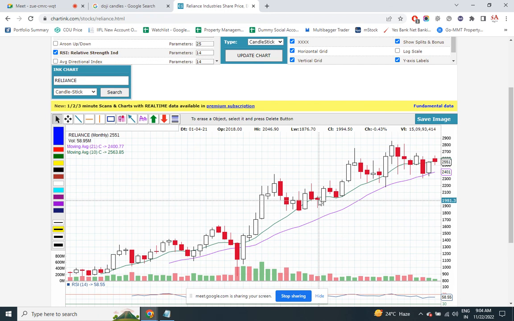So this again is a bullish hammer kind of pattern. Okay, bullish hammer, and then we have seen a big rise of around 8%.